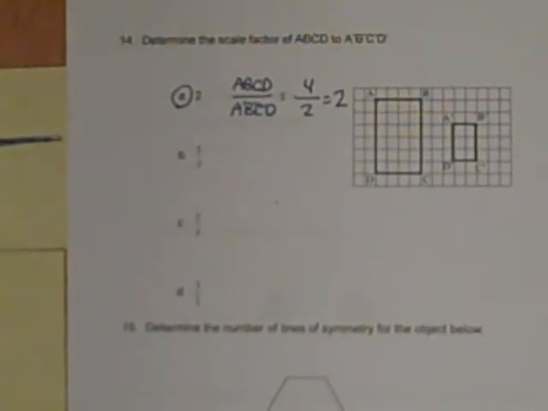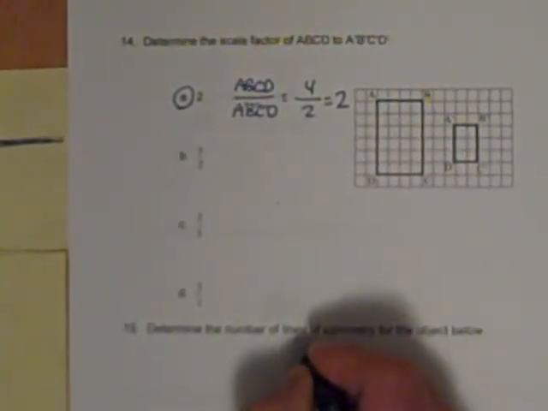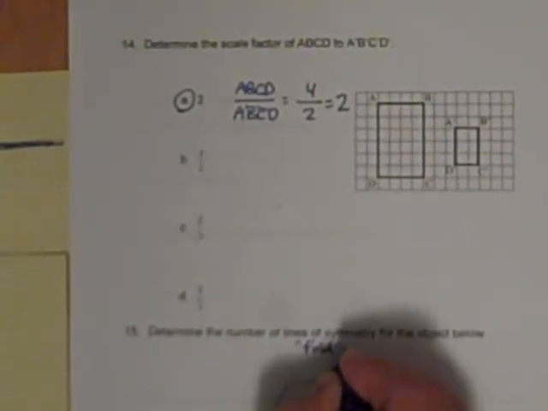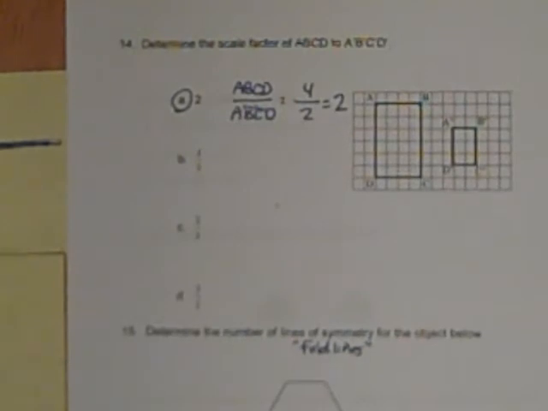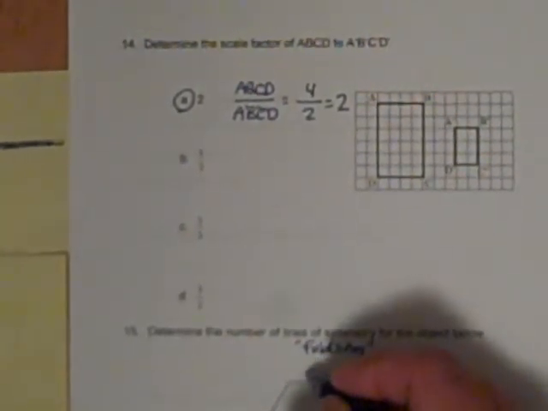Number 15 says determine the number of lines of symmetry for the object below. Lines of symmetry are also known as fold lines, where we can fold an object over onto itself. So we want to see where we can draw lines through here where we can fold it onto itself. Well, I know we can fold it right down the middle here. That'll fold over. We can go through these two sides, and we can go through these two sides here. So we've got 3 so far.